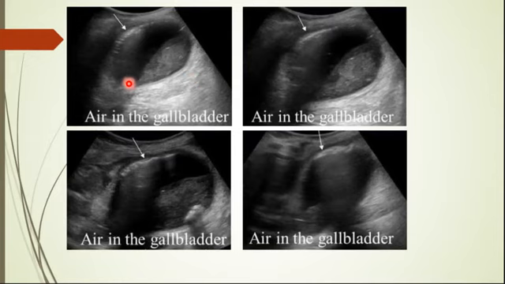Another example you can see here, this is thick sludge in the gallbladder. A stone is sinking within the sludge, and you have these ill-defined shadows. This is air within the gallbladder. Okay.